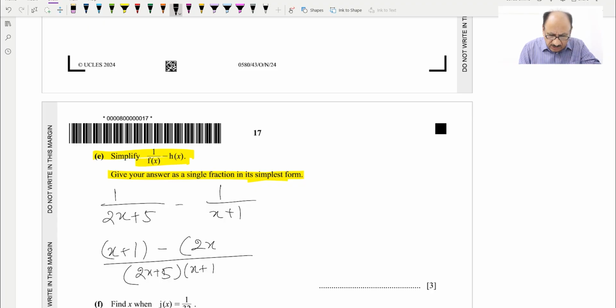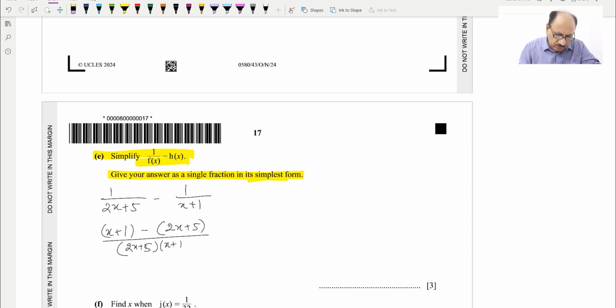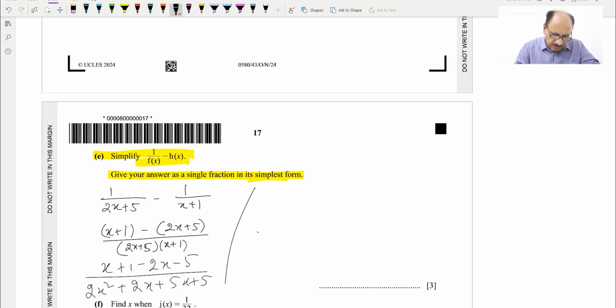So 2x plus 5. Further we need to just simplify, and I will make it smaller, and then we can open the bracket. So x plus 1 minus 2x minus 5 divided by, we can multiply this also. 2x into x will be 2x square, and plus 2x into 1 will be 2x, plus 5 into x 5x plus 5. And now we can add the like terms.